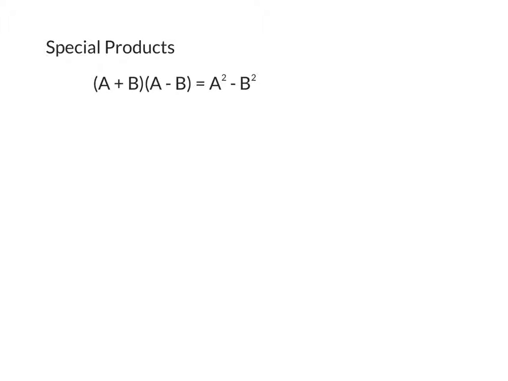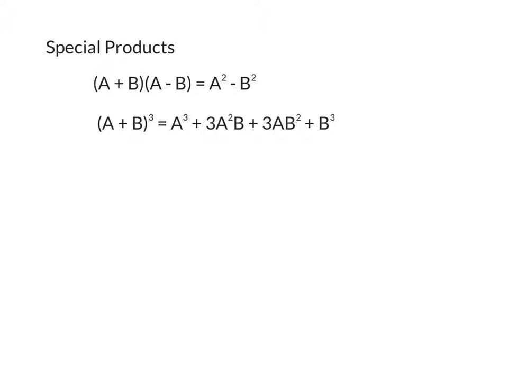The first is whenever we have something like this, two binomials, but the only difference is the sign. So we got a plus b times a minus b. If we multiply those two together, the middle terms cancel each other, and we simply end up with a squared minus b squared.